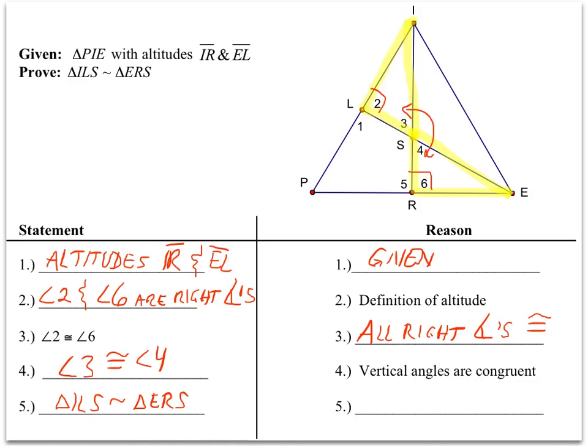So why did we do all of that? Well, now what we have is an angle congruent to an angle and an angle congruent to an angle of two triangles. That's all we needed to prove that these two triangles were similar. So step 5, we can state that they're similar by the angle-angle similarity postulate.